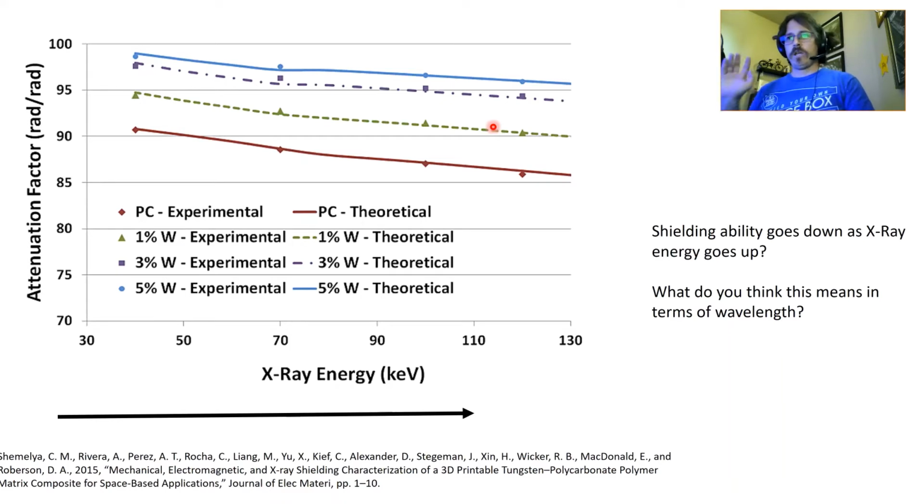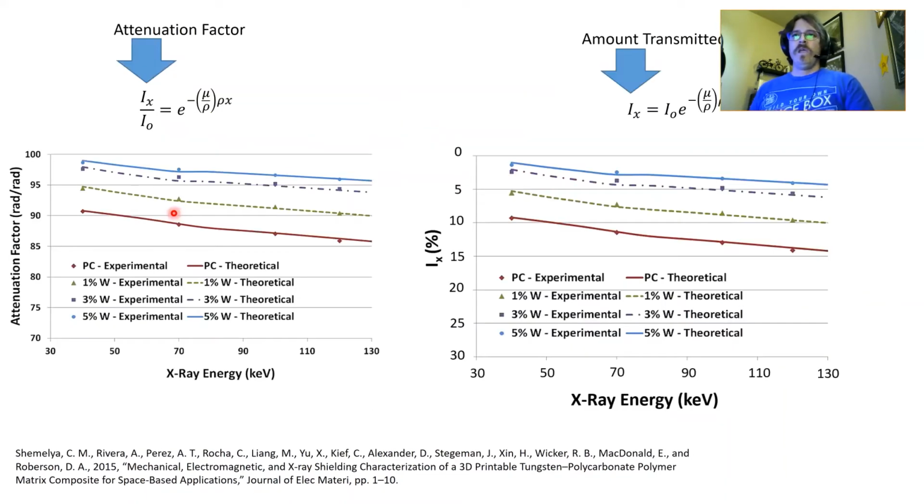So anyway, I'm going to go on to the next slide. We'll talk a little bit about attenuation factor versus percent X-rays transmitted. If we look at the same graph, I just changed the axes. I made it look a little prettier here, but I changed the y-axis on either one. So this was the kind of data we published, and we were publishing attenuation factor.